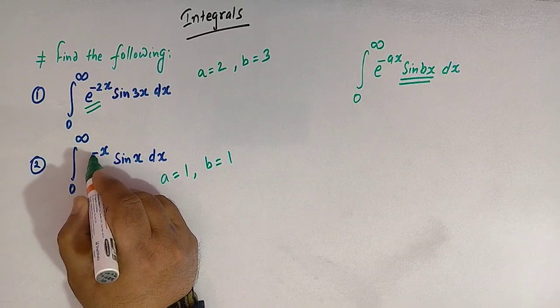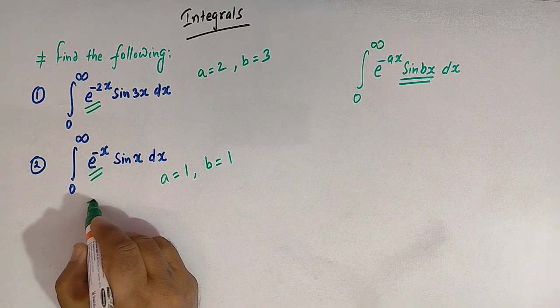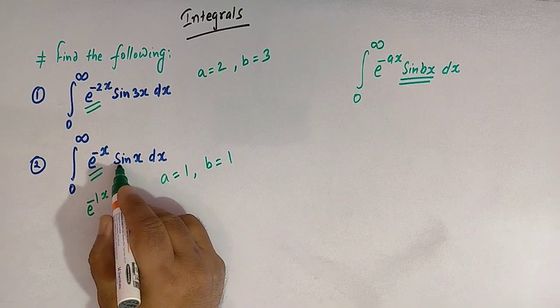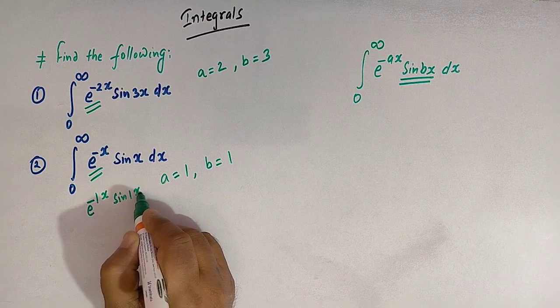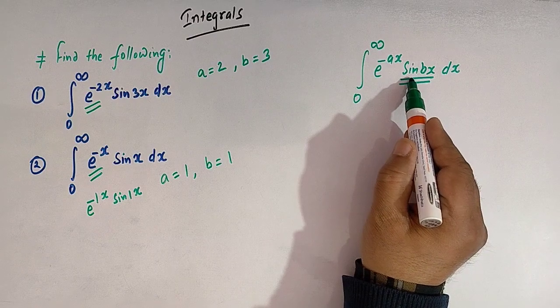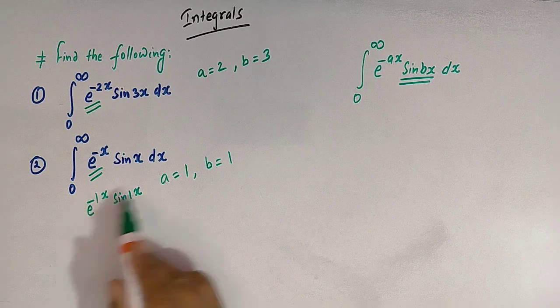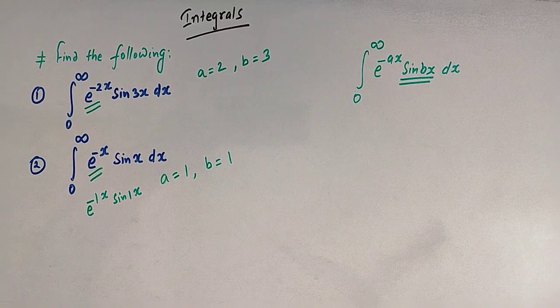Because here we have e raised to minus x, which can also be written as e raised to minus 1x, and here we have sine x, which can be written as sine 1x. So if we compare, the value of a is 1 and the value of b is equal to 1.